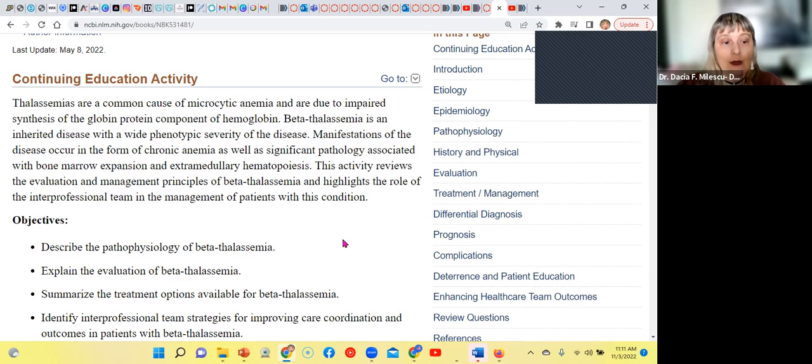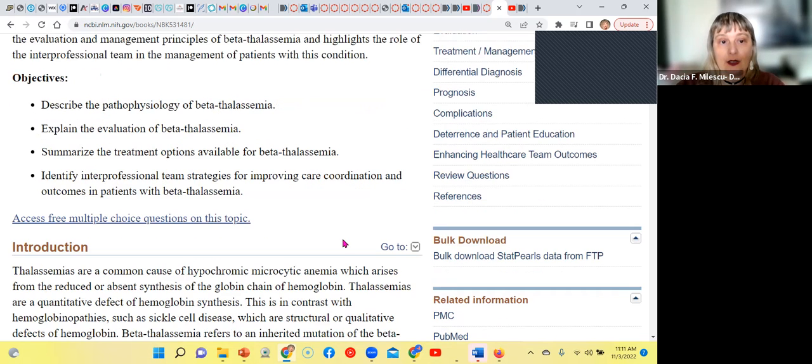So let's go over the objectives of understanding this disease. We want to describe the pathophysiology. This is pathophysiology class. We want to be able to explain the evaluation. How do we evaluate? What are the signs and symptoms? How do we find out how someone ends up with beta thalassemia? All right, because it doesn't just show up. It creeps up as the child is growing. Sometimes it could be diagnosed in childhood, sometimes later.